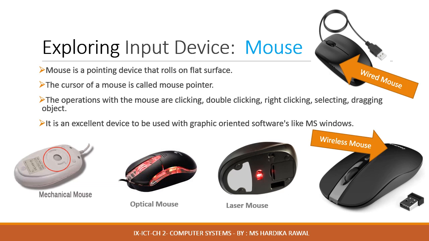The operations with a mouse are clicking, double clicking, right clicking, selecting and dragging. The mouse is an excellent device when used with graphic-oriented software like MS Windows. A mouse can be wired or wireless. There are also different types of mouse. The mechanical mouse: its movement is relative to the movement of the ball at the bottom. The optical mouse: it uses a light-emitting diode and photodiodes to detect the movement. The laser mouse: it uses infrared laser diodes instead of a normal LED.